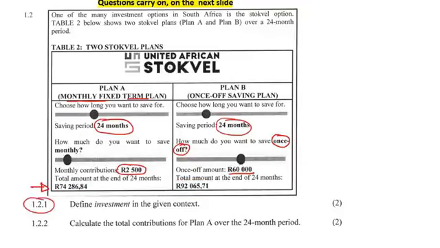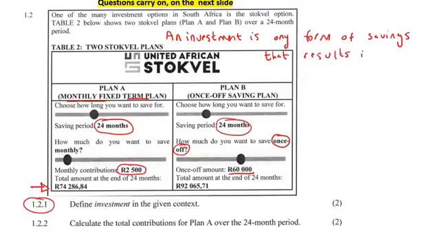The first question, define investment in the given context. Okay, so an investment is any form of savings that results in interest. So what do they mean by that? Now, you could save money, right? So you could, let's say for example, you have a job one day and you get paid. You could take that money and you could put it under your pillow where you sleep. And that would be called saving, because you would be saving money, right? The amount of money would become more.